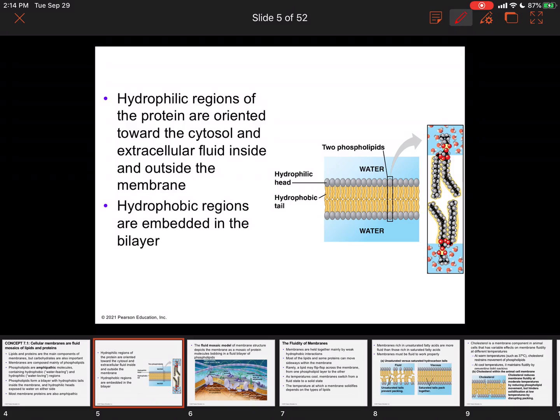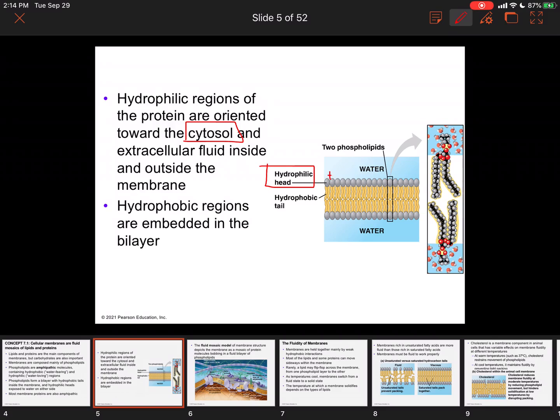Let's look at our structure here. The hydrophilic regions of the proteins will be oriented toward the cytosol. Another word for cytosol is the cytoplasm, so you could also say cytoplasm there, and the extracellular fluid, inside and outside of the membrane. It says the hydrophobic regions are embedded in the bilayer. So here's what this means. Here are the hydrophilic heads.